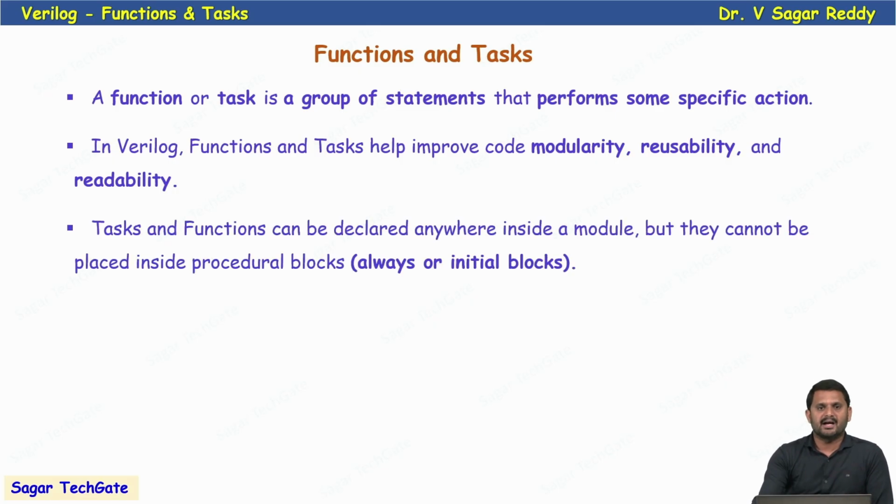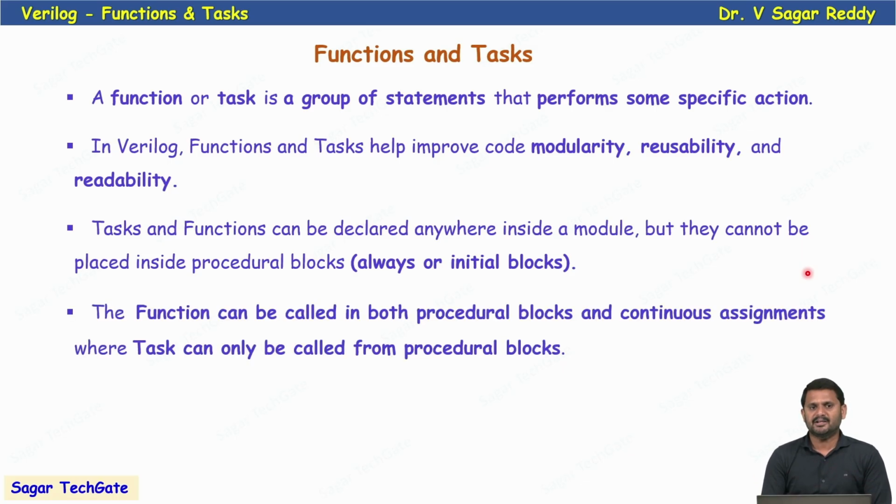Tasks and functions can be declared anywhere inside a module, but they cannot be placed inside procedural blocks like always and initial. We can define a function or task anywhere in the module, but not in the procedural blocks. A function can be called from procedural blocks as well as from a continuous assignment statement, whereas a task can only be called from procedural blocks. This is a basic difference between a task and a function. So we'll discuss some examples here.